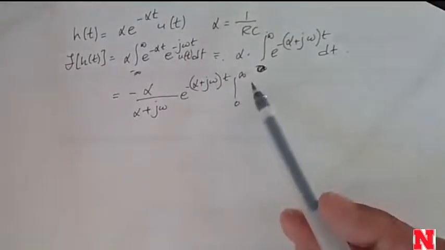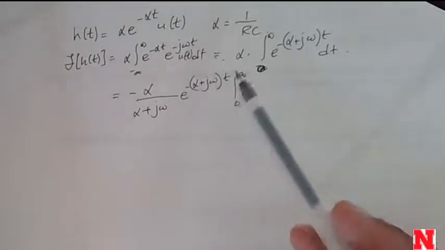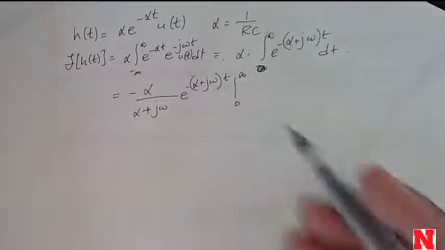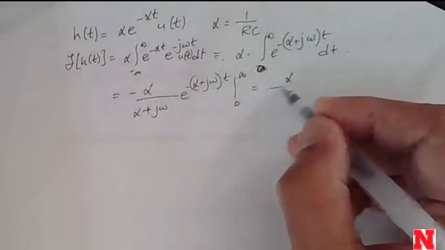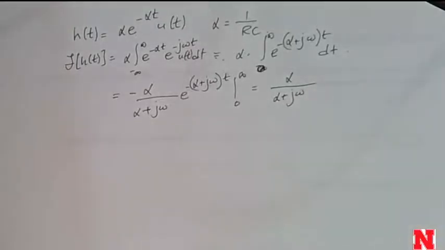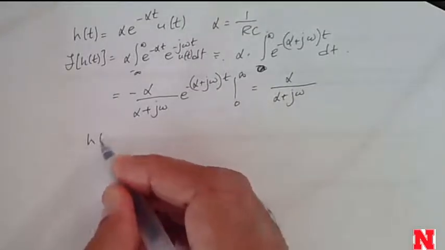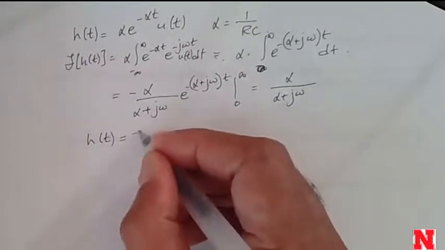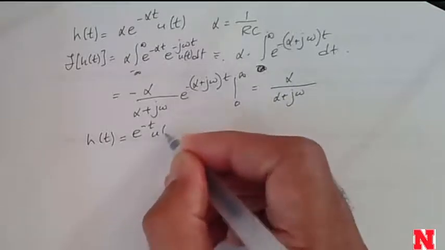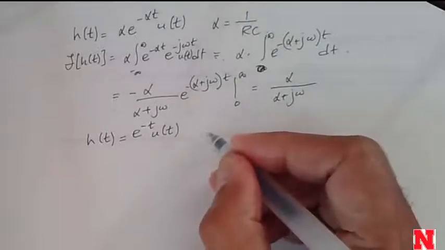And if you remember, we kind of hammered this last time. At infinity, this thing is just going to go to 0. And when we plug in 0, this is equal to 1. So this is just equal to alpha over alpha plus j omega. Right, so that's the transfer function of my RC filter. So let's take a very simple RC filter. Let's take alpha to be equal to 1 so that my impulse response is e to the minus t u of t. And let's look at the output for a couple of cases.